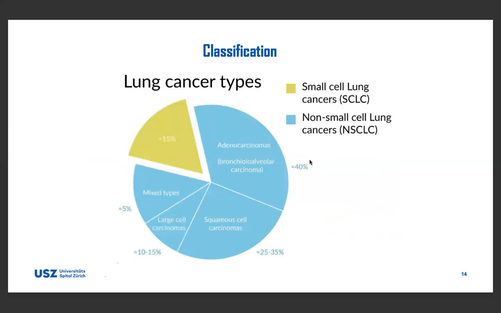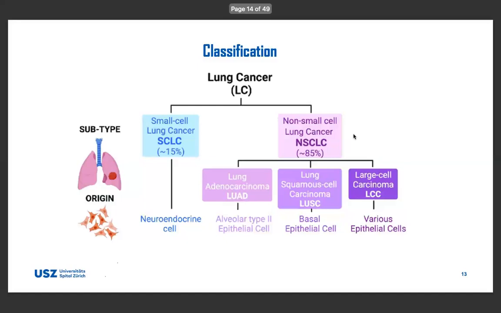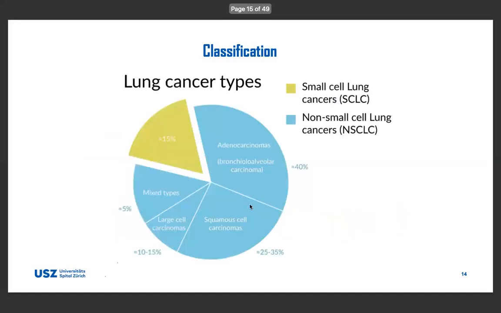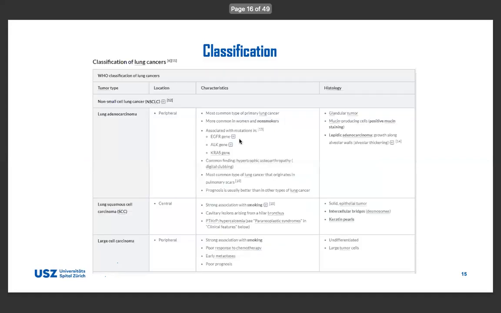And this is an overview. Within non-small cell lung cancer, which we have looked at previously, we have different groups. The majority here is adenocarcinoma in 40% of cases, squamous cell carcinoma in roughly 30%, and then other types. And as we can see, small cell lung cancers make up roughly 15%. The classification of these lung cancer types is complex. That's why we will focus on the basics today.